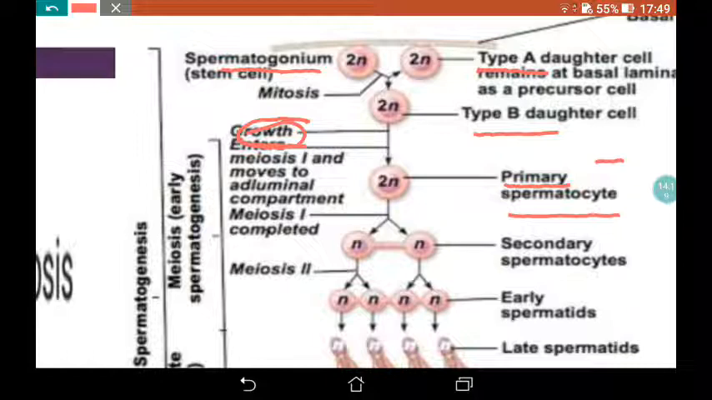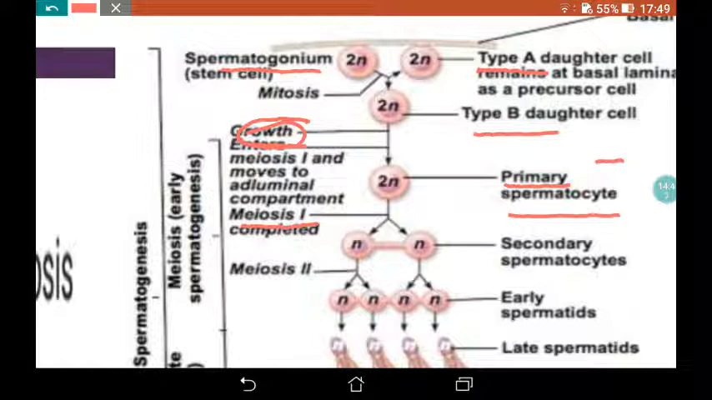After the growth phase, now we have the maturation phase. This is the maturation phase. I have told you earlier that the maturation phase includes meiosis. Clear? So that's why the primary spermatocyte now undergoes meiosis. And after completion of meiosis 1, you know well that meiosis 1 is a reductional division. So after completion of meiosis, what happens?